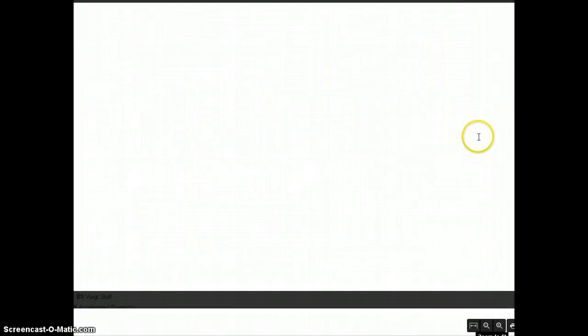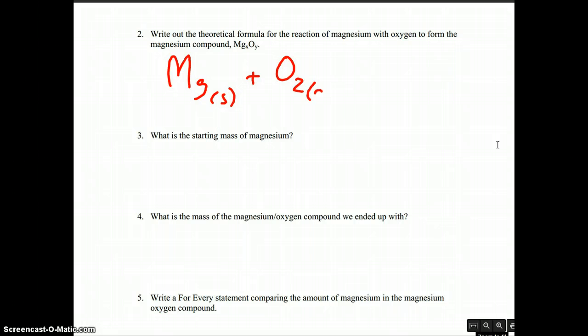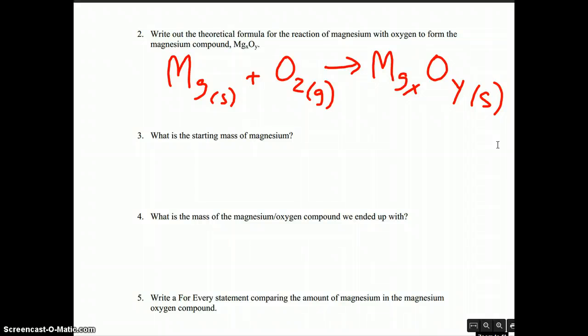Let me clear that real quick. And then it says, write out the theoretical formula for the reaction of magnesium with oxygen to form the magnesium compound MgxOy. So this would be Mg, and that Mg was a solid, plus oxygen, which we know from our Brinkelhoff is a diatomic molecule, and we would have MgxOy. Okay, so far so good. And this substance was, and you saw it fall, a solid.